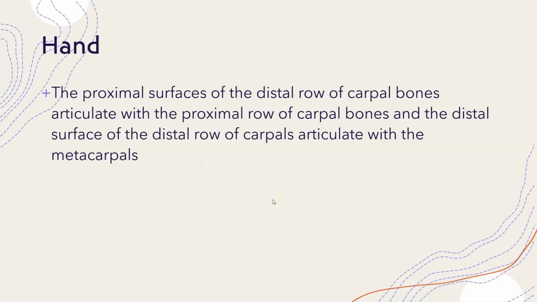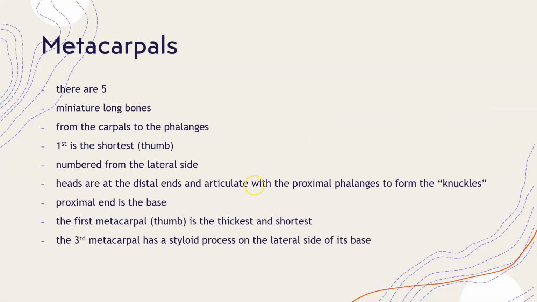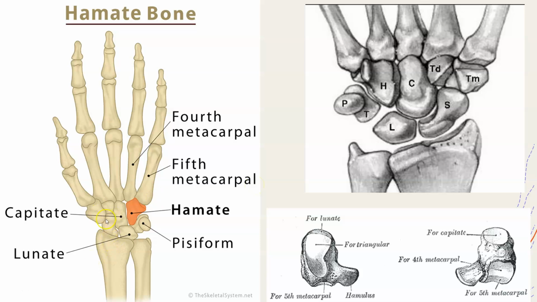So the proximal surfaces of the distal row of carpal bones articulate with the proximal row of the carpal bones, and the distal surfaces of the distal row of the carpal bones articulate with the metacarpals. So we can see it here, that the distal row's proximal surfaces articulate with the proximal row of the carpals, and the distal surfaces of the distal row of carpals articulate with the metacarpals.